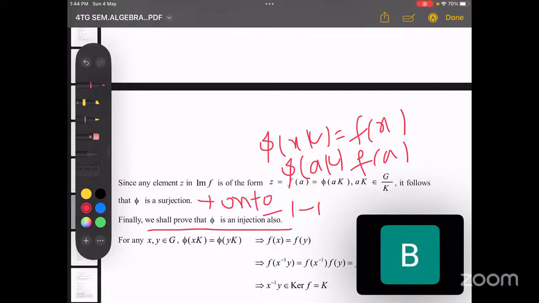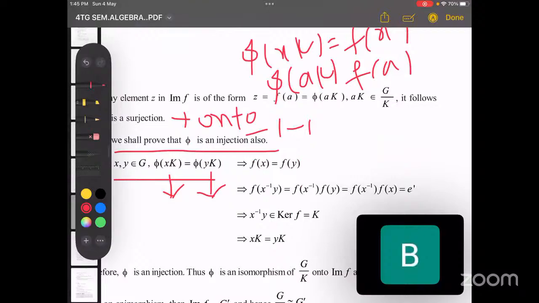For any x, y belonging to G, pi of xk equals pi of yk. We are taking two elements here, x and y, and equating them. This pi of xk is f of x and this pi of yk is f of y. So f of x we can write as f of x inverse of y. So you are defining it as f of x inverse y.